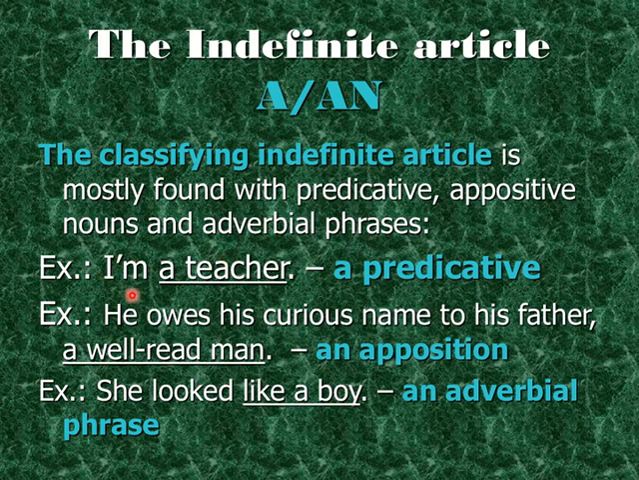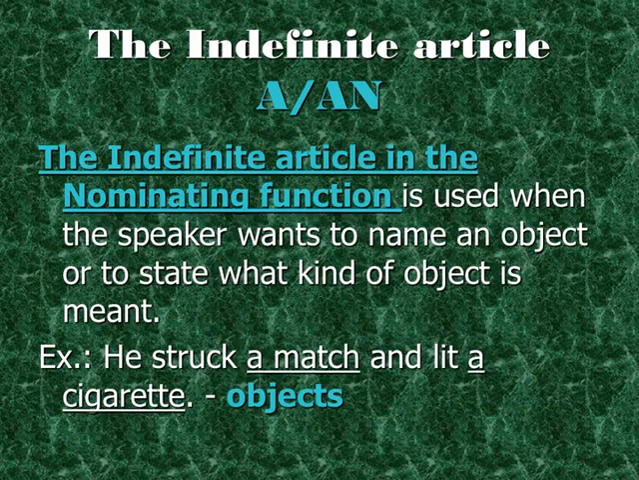For example, I am a teacher. He owes his curious name to his father, a well-read man. She looked like a boy. The indefinite article in the nominating function is used when the speaker wants to name an object or to state what kind of object is meant. For example, he struck a match and lit a cigarette.